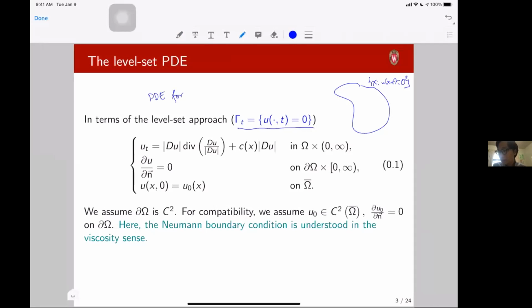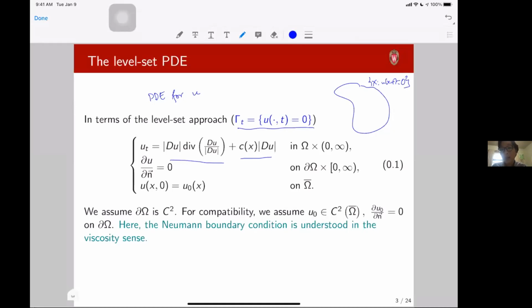Which is the equation encoded into u, and this is clearly a forced mean curvature flow equation. There are two terms here. The first term, |Du| times the divergence of Du over |Du|, is the mean curvature, and the second term is the first order term, c(x)|Du|, which is the normal velocity in the normal direction at each point x.